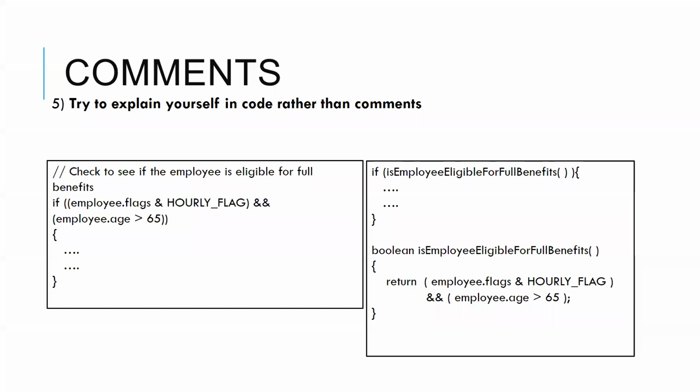Instead, if you look at the code on the right hand side, the logic has actually been transferred into a function, and the function has been named in a way that it defines that this function actually checks if the employee is eligible for full benefits. So usually moving such code into a function with a well explained name is a better strategy than explicitly writing a code comment to explain what it does.